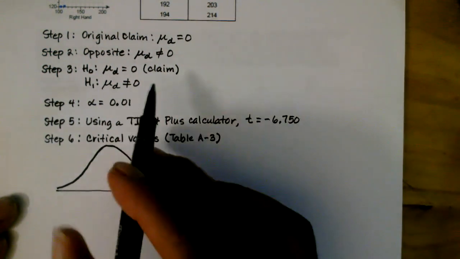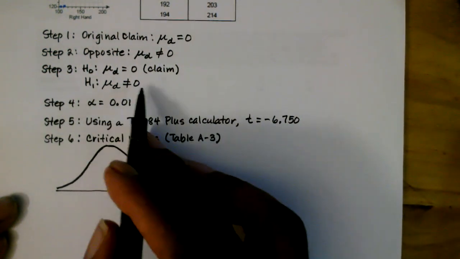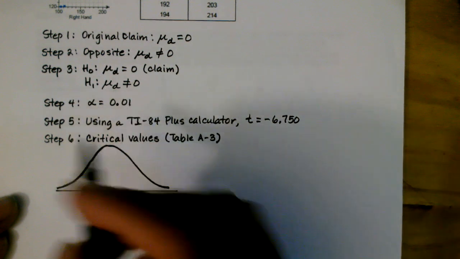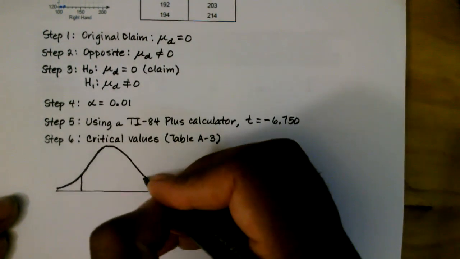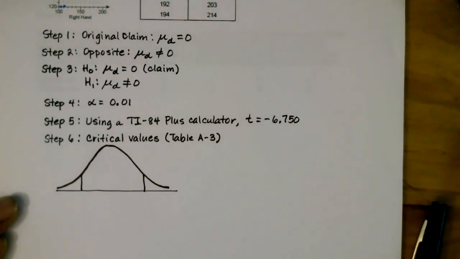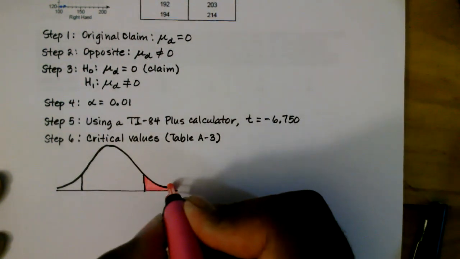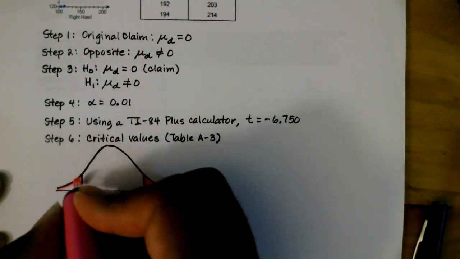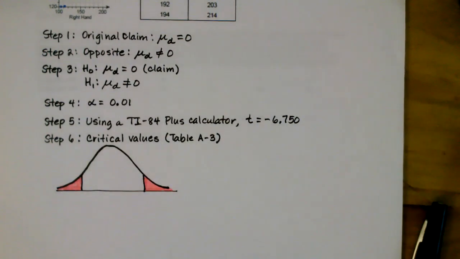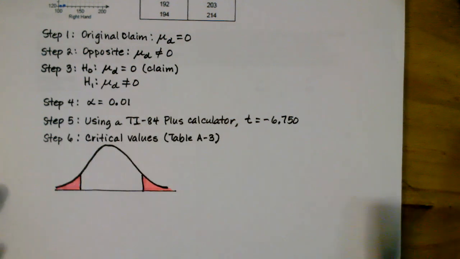Now we need to identify something here. Look at our null and alternative hypotheses. It says not equal to 0. For not equal to 0, we always have a two-tailed test. 2 tails. If it was less than, then it would be a left-tailed test. If it was greater than, it would be a right-tailed test. But for a not equal to, we have a 2-tailed test. So that means the alpha level, which is 0.01, is split in 2 tails, on the left and on the right. That means we got 2 critical values. One will be negative, the other one will be positive.